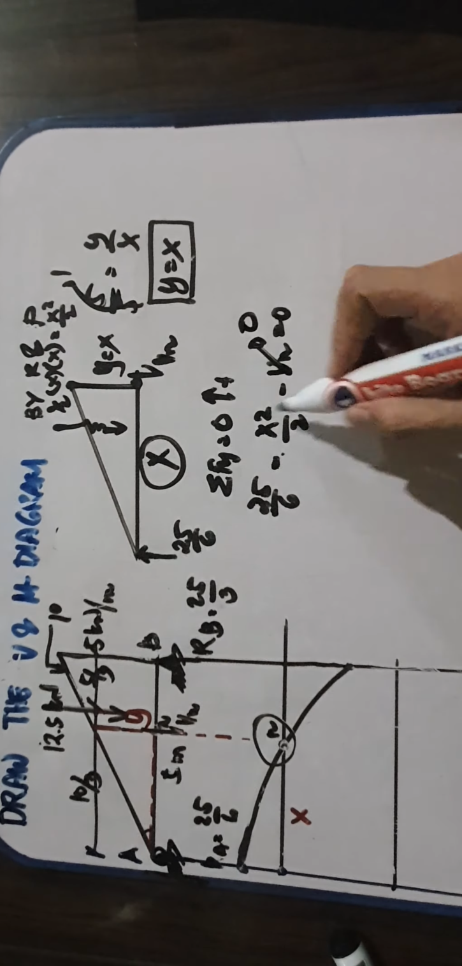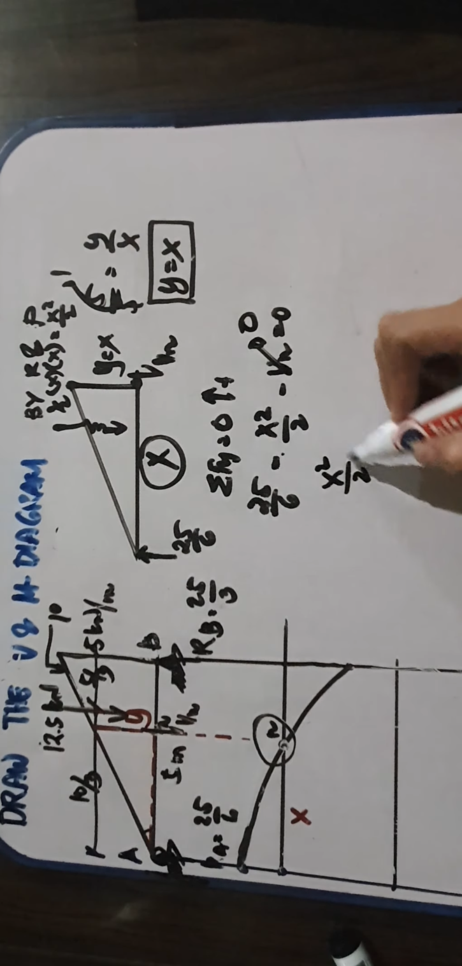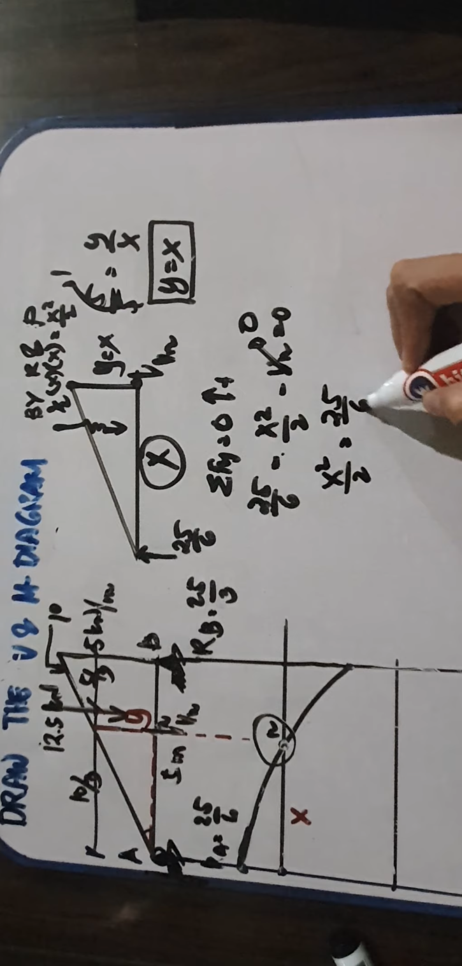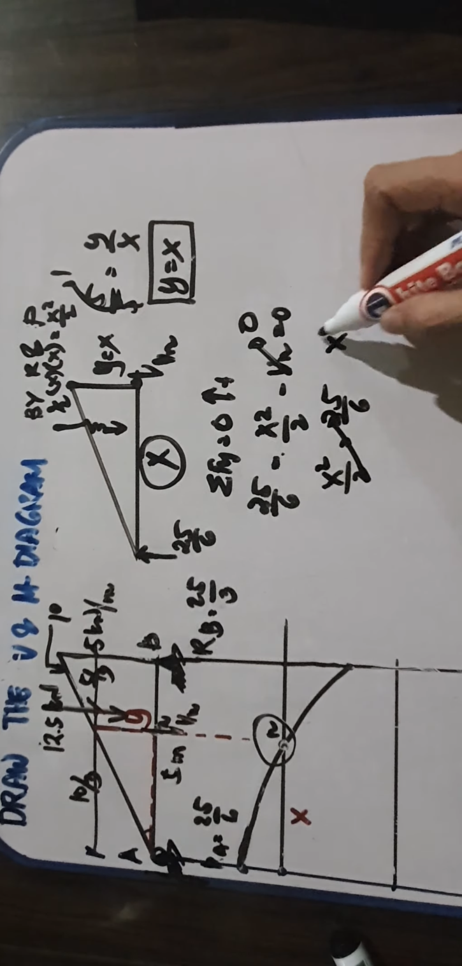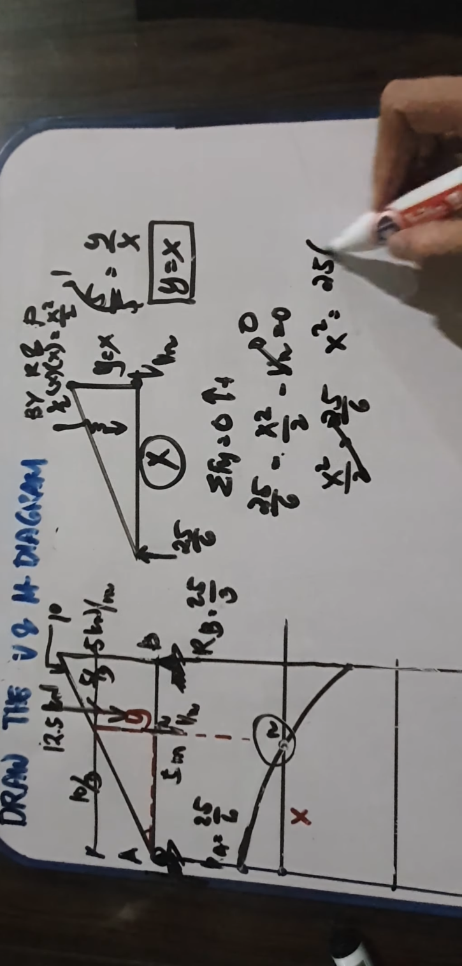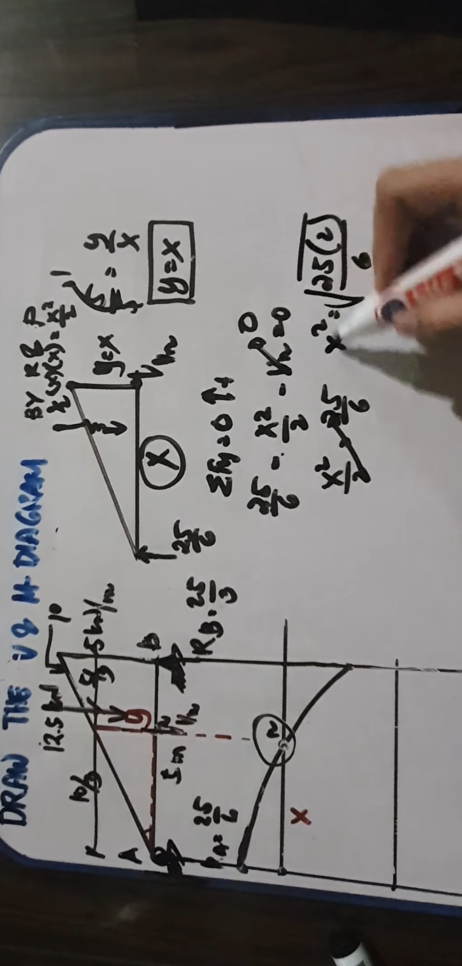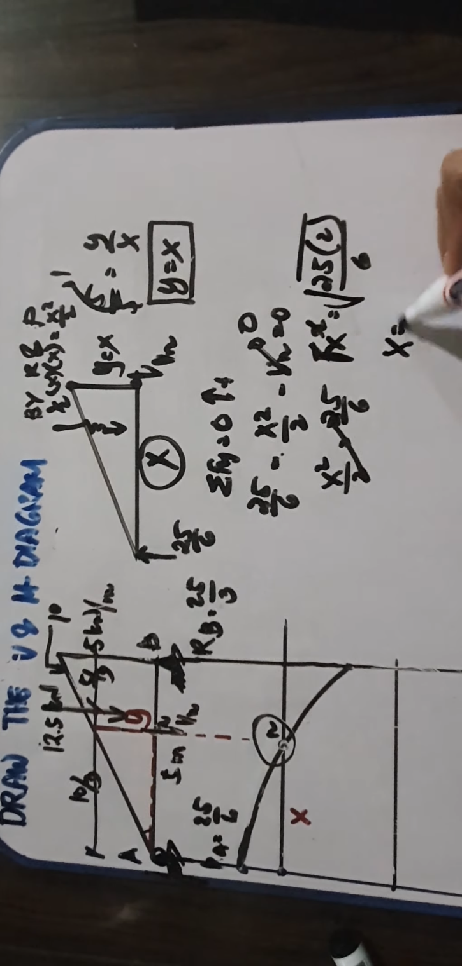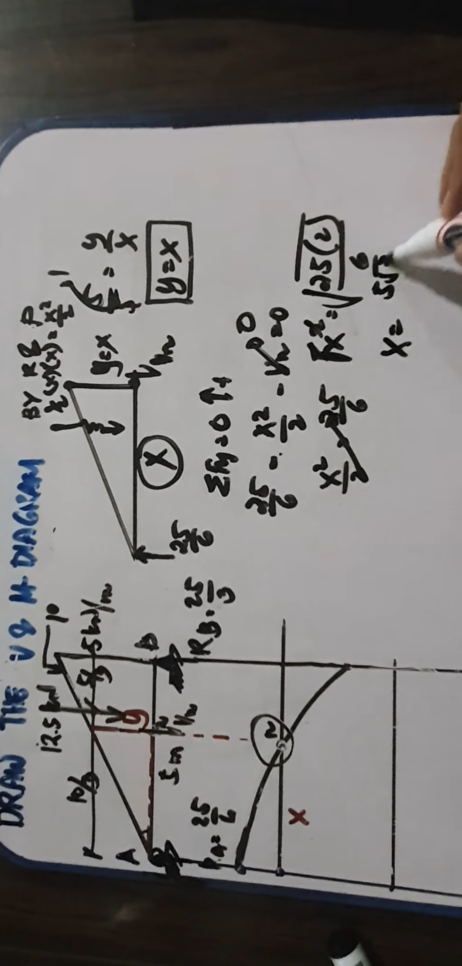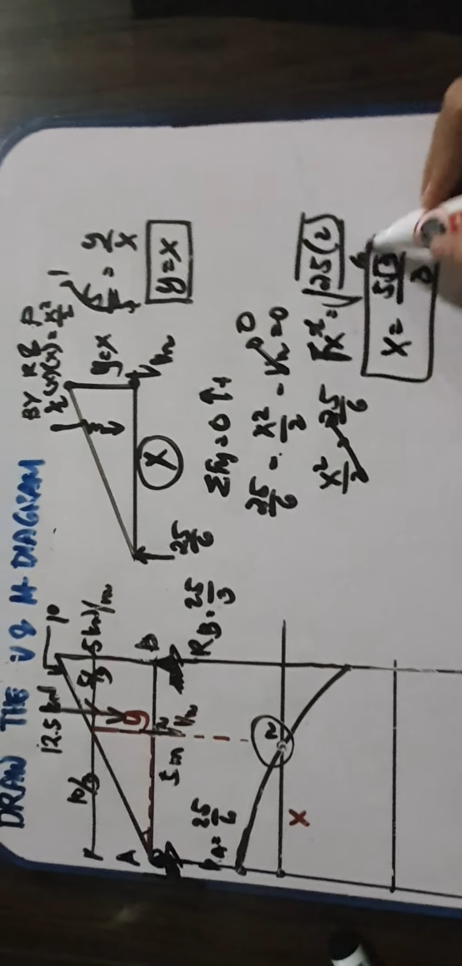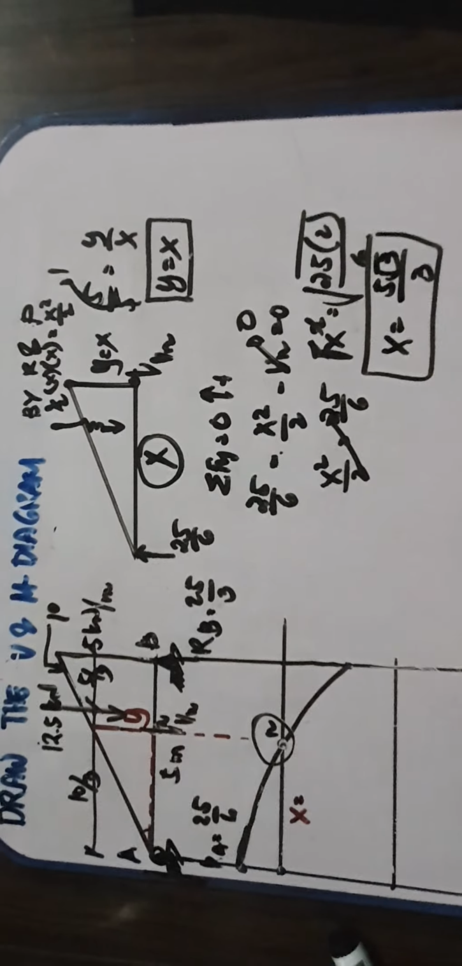Okay, transpose natin to. So, we have x squared all over 2 is equal to 25 all over 6. Ito, itaas nyo lang siya dyan. So, we have x squared is equal to 25 times 2 all over 6. So, lagyan natin ng square root para makancel yan. So, x is equal to 5 square root of 3 all over 3. So, that is the value for your x.